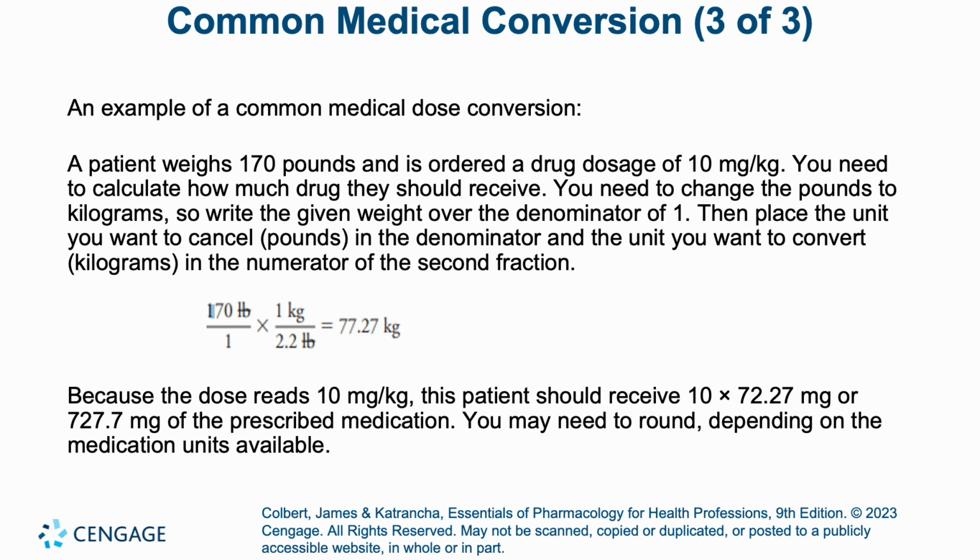Now this last sentence, again, because I did not create these slides, they were created by the company, has a typo, but I will read through this. Your dose reads 10 milligrams per kilogram. This patient should receive 10 times 77.27, this is where their typo is, or 772.7 milligrams of the prescribed medication. You may need to round depending on the medication units available. Typically, this would probably get rounded to the nearest maybe 5 milligrams, so 770 milligrams, for example.